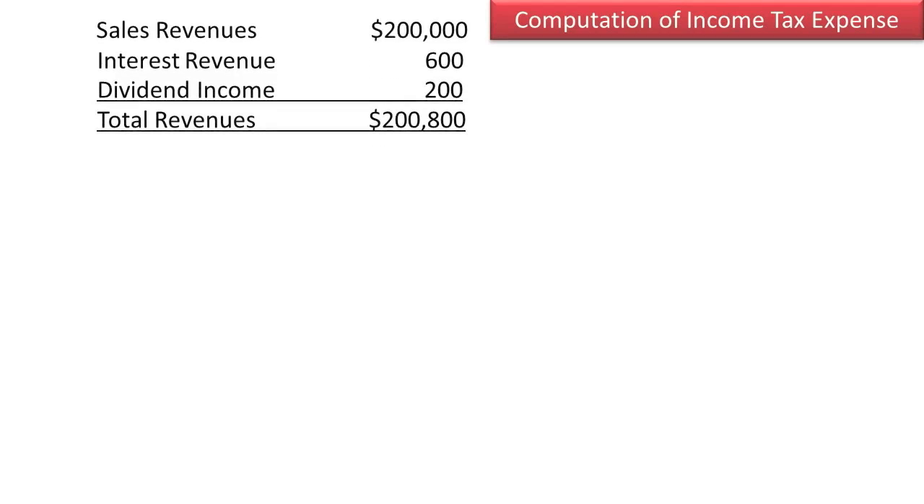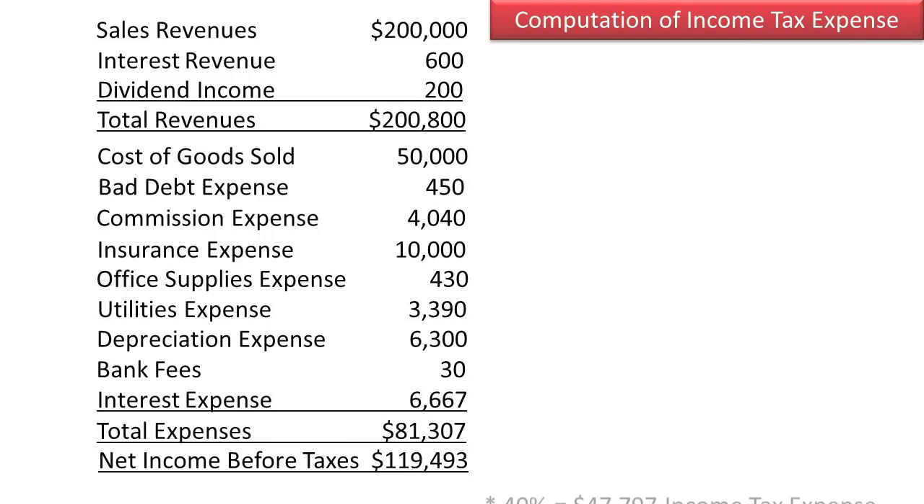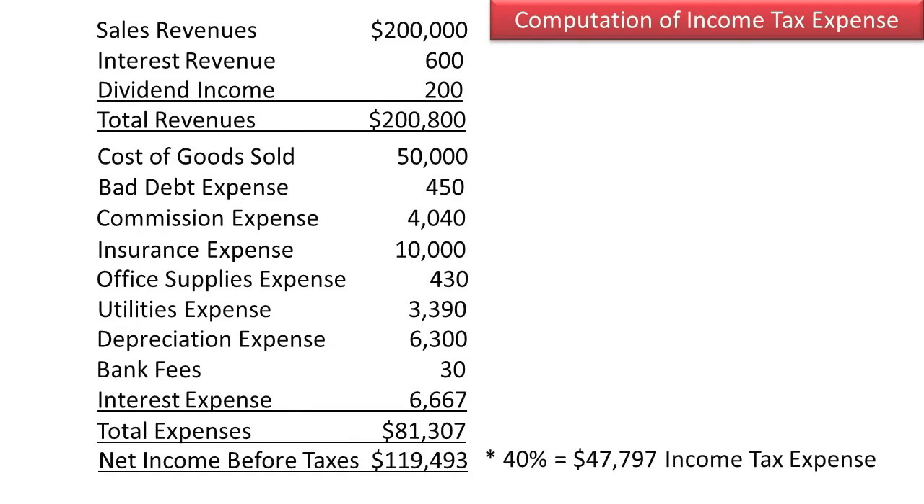Total adjusted revenues are $200,800 and total expenses are $81,307. So the income before taxes is $119,493. Assuming a 40% tax rate, that comes out to $47,797 in income taxes for the year.